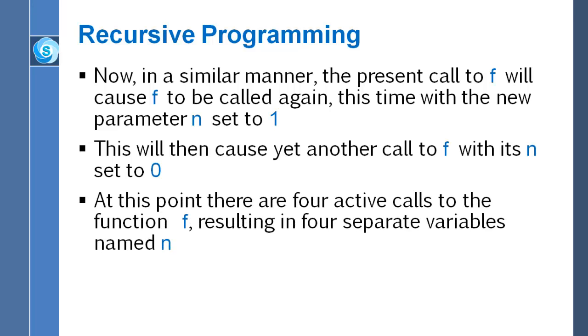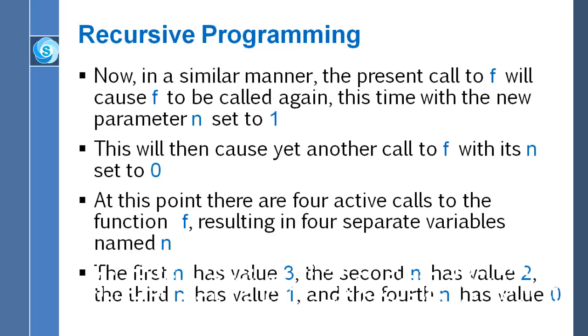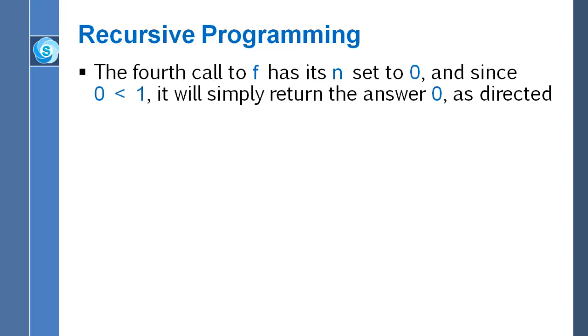Okay, so at this point there are 4 active calls to f. None of those has returned anything yet. And so there are correspondingly 4 different parameters named n. The first n has a value 3, the second n has a value 2, the third n has a value 1, and the fourth n has a value 0. Well, in the case of the fourth call to f, since its n has value 0, and since 0 is less than 1, that f is ready to return its answer. It returns the answer 0.